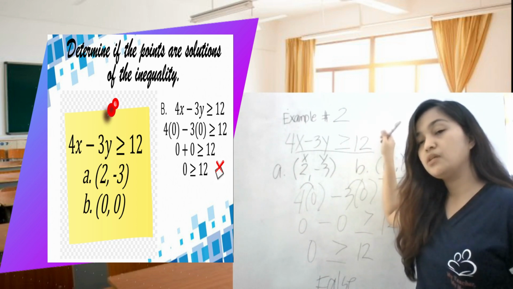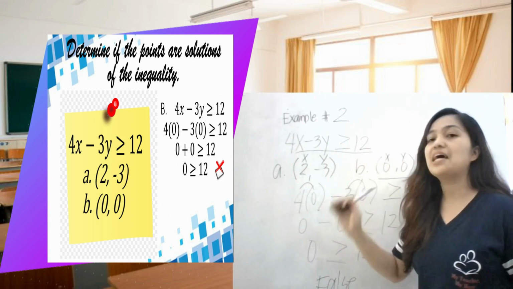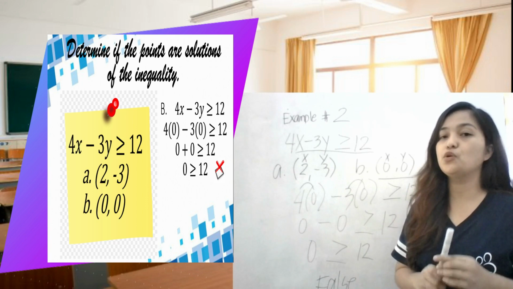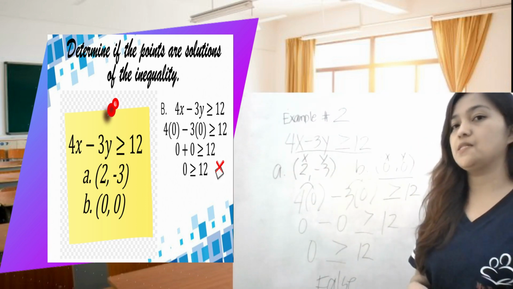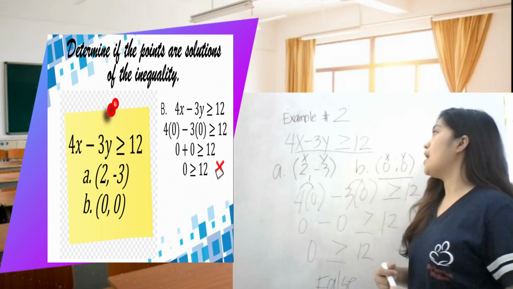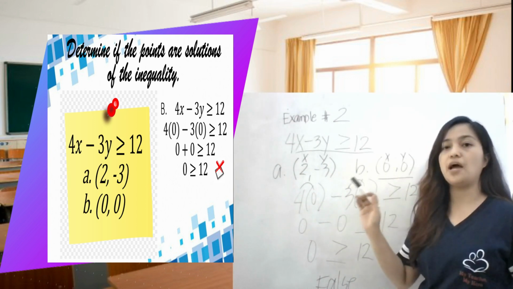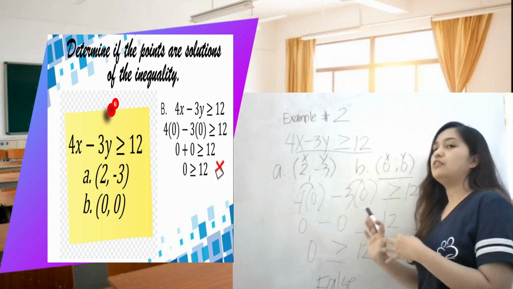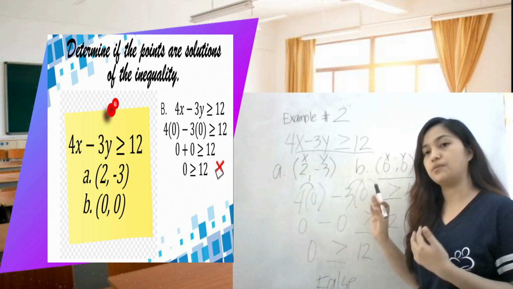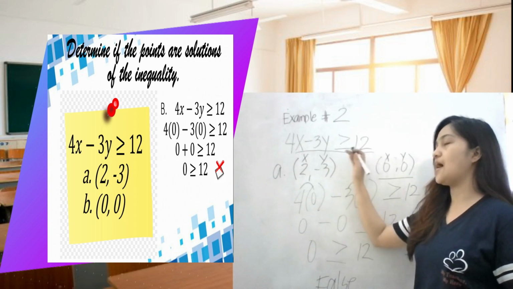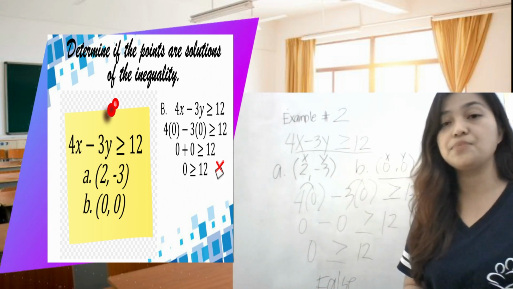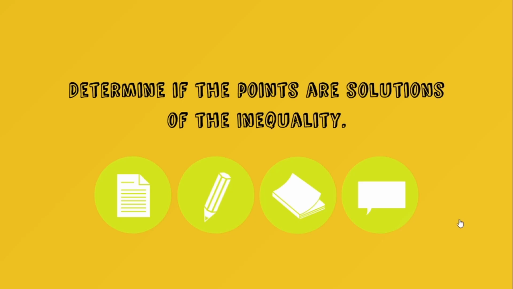Okay? So, there are times na hindi lang isang point ang solution ng inequality. It could be a set of points. Okay? So, maaaring kung hindi man siya (0, 0), maaaring meron tayong (3, 3) or the other. As long as siya ay mag-true or mag-satisfy sa ating inequality kapag nag-substitute na tayo.